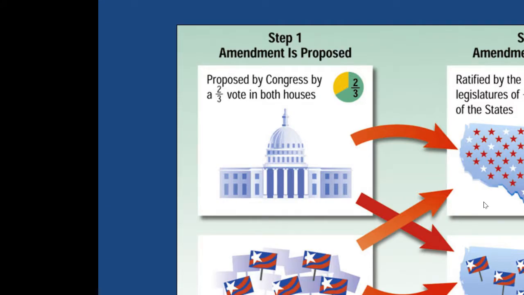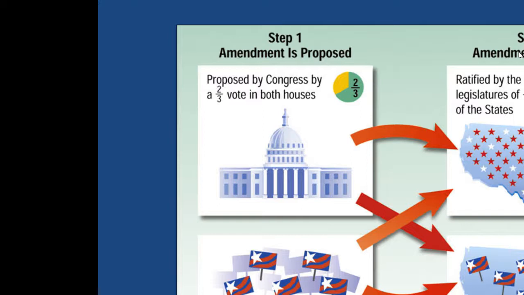Okay, so this part I'm not going to talk through as much. I'm just going to let you look at the picture and digest it a little. On your fill-in notes, there are 4 blocks, and there are 4 ways to change the Constitution.